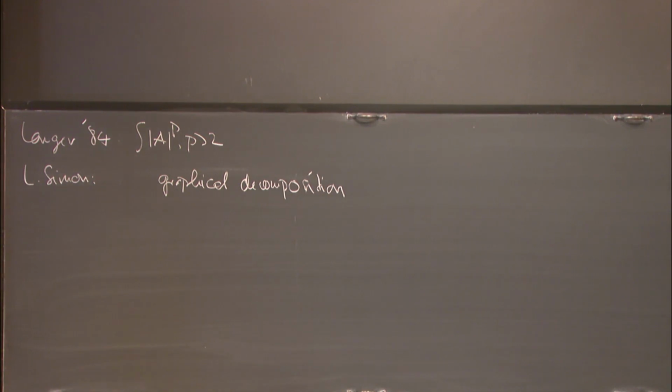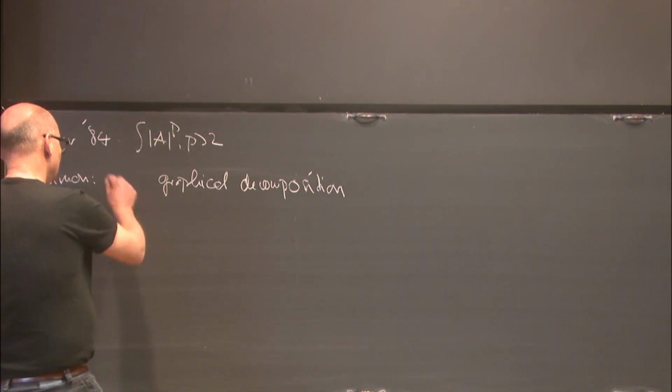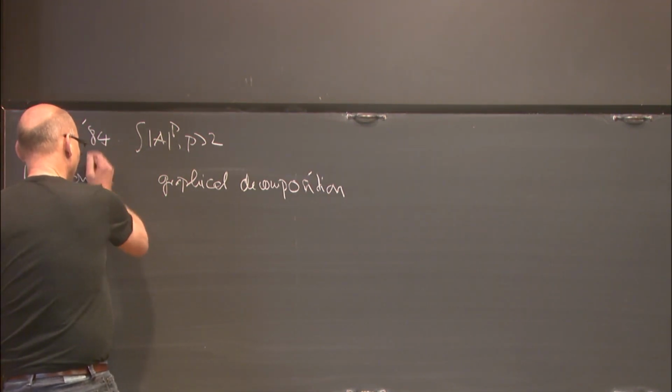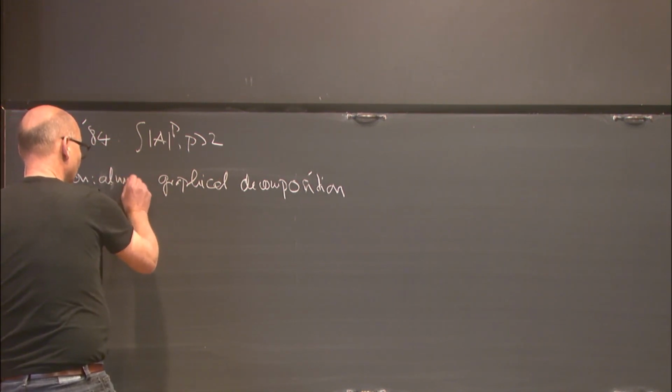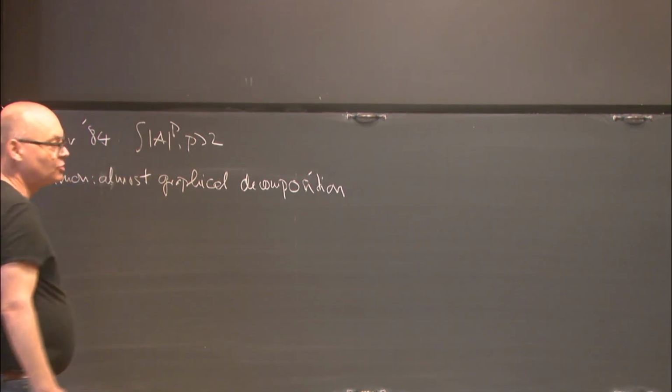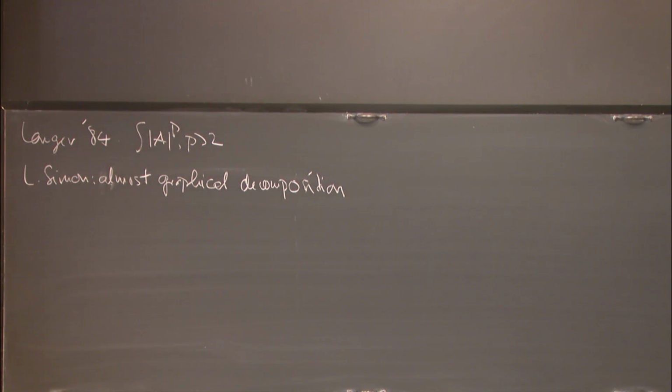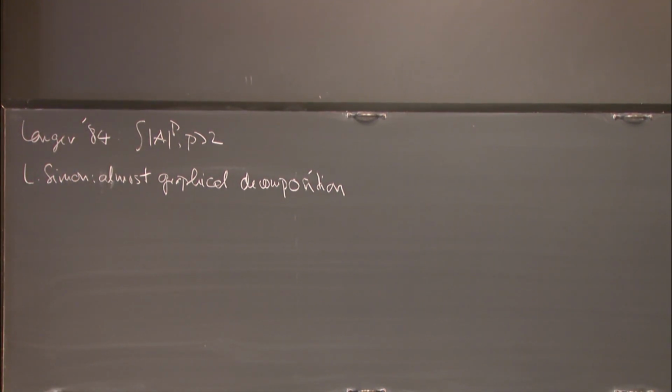So this is the idea of Leon Simon. Here you should maybe write "almost graphical decomposition", to control in which way the surface fails to be a graph. This is the point here. So this is the approach that we used when we proved this theorem. We used Leon Simon's method to prove this theorem.